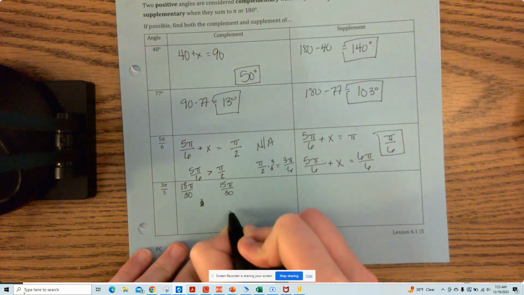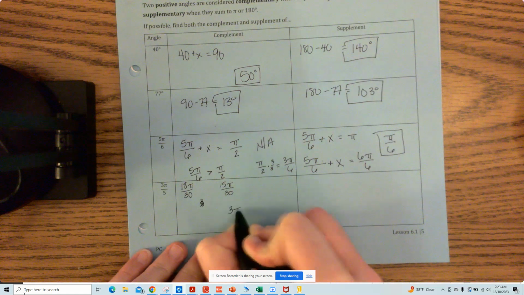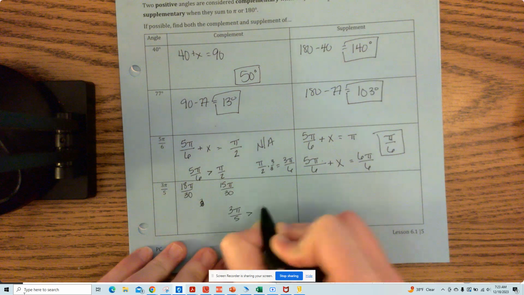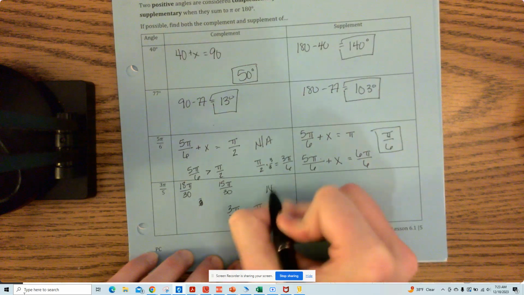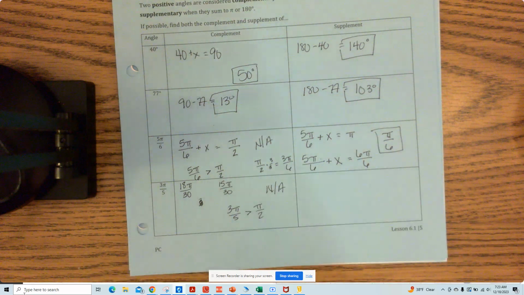So 3 pi over 5 is greater than pi over 2, so you can't do that one. Again, you can always convert it to degrees and look. If it's greater than 90 degrees, it's not going to have a complement.